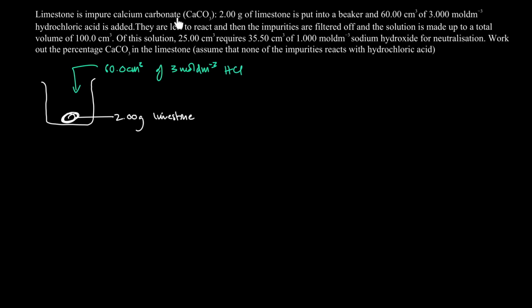Now this limestone contains calcium carbonate, impure calcium carbonate, so the calcium carbonate reacts with the HCl. What's the reaction between calcium carbonate and HCl? We know that calcium carbonate is a basic solid, and metal carbonates react with HCl to form salt, carbon dioxide, and water. So we have CaCl2 plus CO2 plus H2O. This is the reaction that's taking place here.